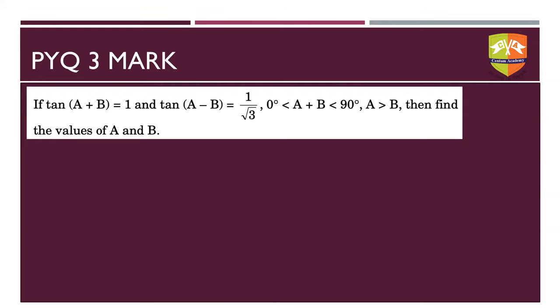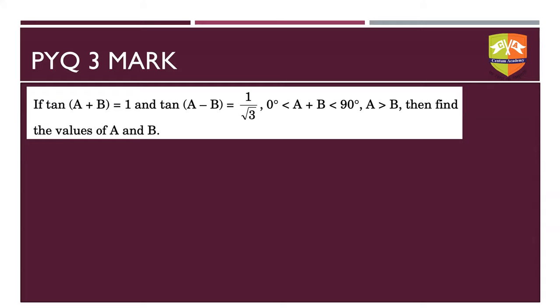People do not lose marks in the 10th grade maths paper because they don't know it. Mostly they know it, but they lose marks because they make some overconfidence errors. So that should not be the case. Chalo, this is a mix of 2 topics, trigonometry and linear equations. So 3 marks.